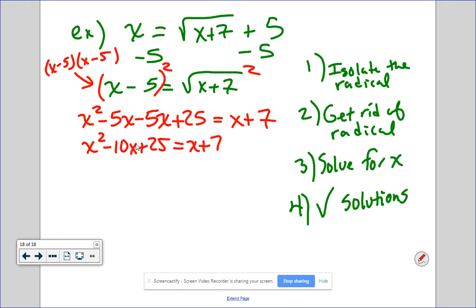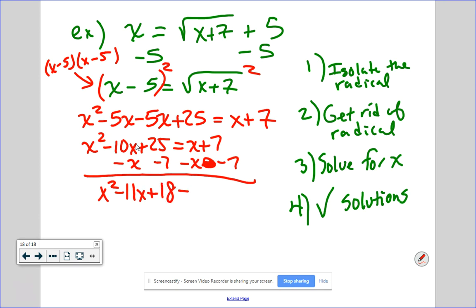Now I need to move the x and the 7 to the left. Got to get everything to one side, so I get it equal to 0 and can solve it as a quadratic. So I subtract x, and I subtract 7. If I do that, I get x squared minus 11x plus 18 equals 0.